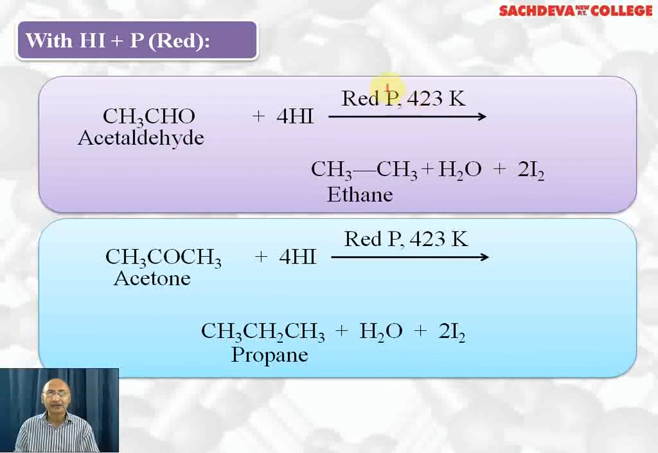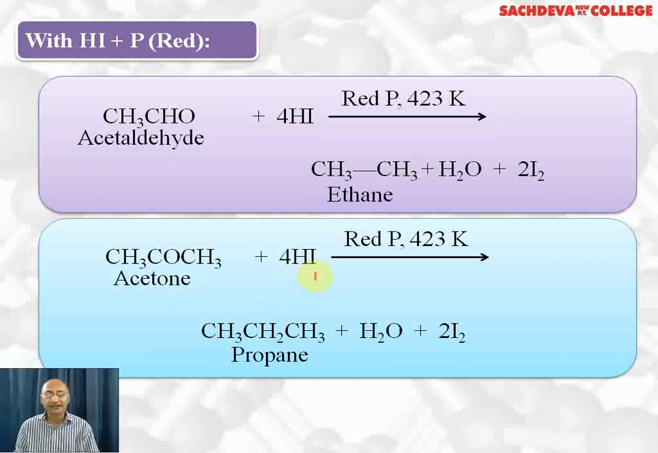Why do we use phosphorus? It is added so as to remove iodine. Otherwise, the ethane will react with iodine to form ethyl iodide. So red phosphorus removes iodine so that further reaction does not take place.